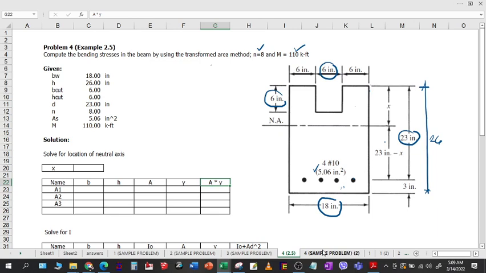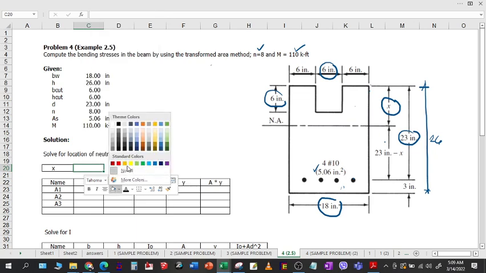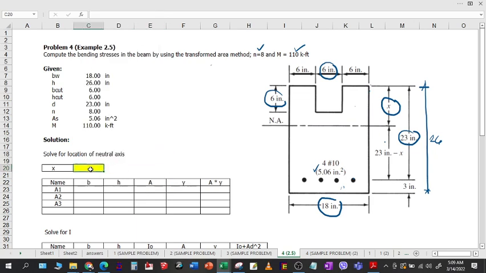Alright, so the neutral axis is located somewhere here, and the distance, we designate this one as x. So let me assign this cell C20 as your x, and to emphasize that one, let me shade it with a yellow color. So let's now fill out this table and account for all the data.